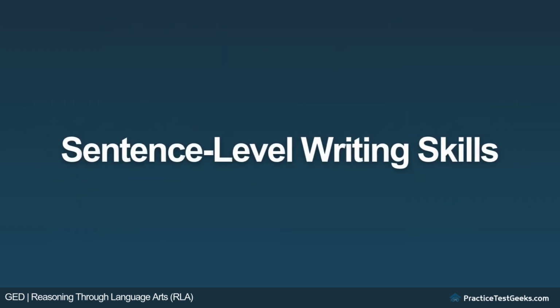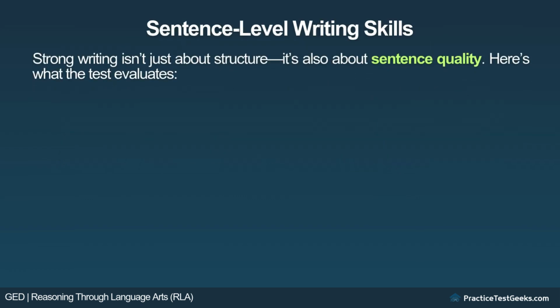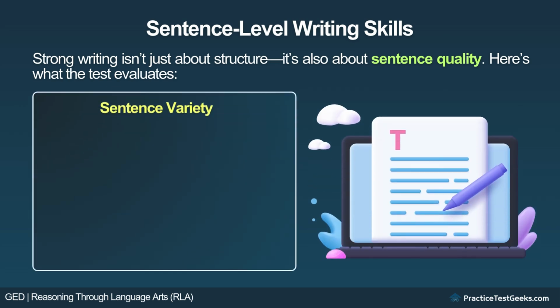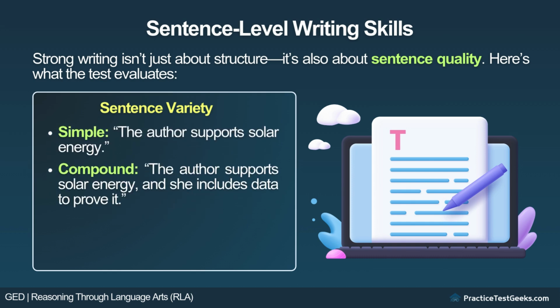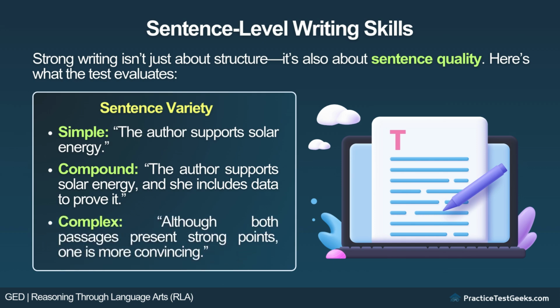Now that we've covered structure and key writing elements, let's zoom in on your sentence-level skills. Strong writing isn't just about organization. It's also about how you write each sentence. Here's what the test evaluates. First, sentence variety. Use a mix of sentence types to keep your writing engaging. Simple: The author supports solar energy. Compound: The author supports solar energy, and she includes data to prove it. Complex: Although both passages present strong points, one is more convincing.